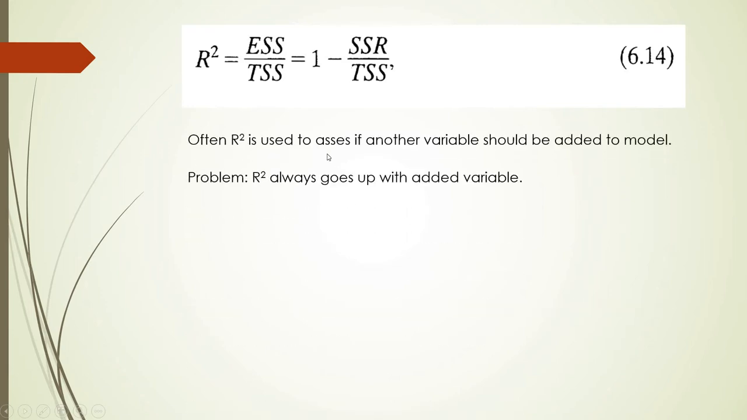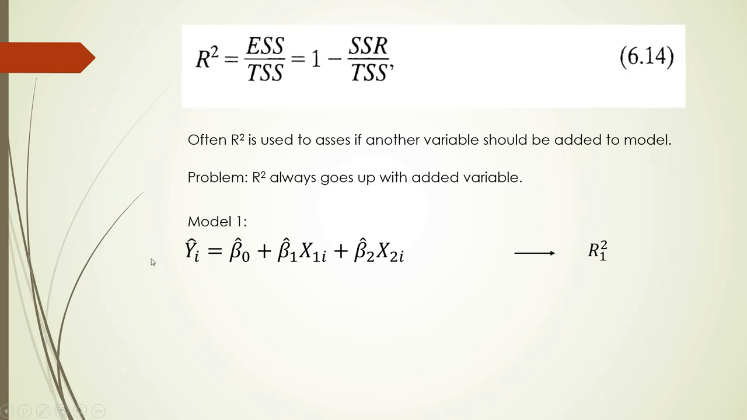Often R-square is used to assess if another variable should be added in the model. Well, it is not the best way of using R-square. It gives us some information, but we cannot exclude logic when we are entering new variables in the model. We must think whether it is really connected with our dependent variable or not. The problem is that R-square will always go up with added variables, even if you add some variable which obviously doesn't have any connection with the dependent variable.